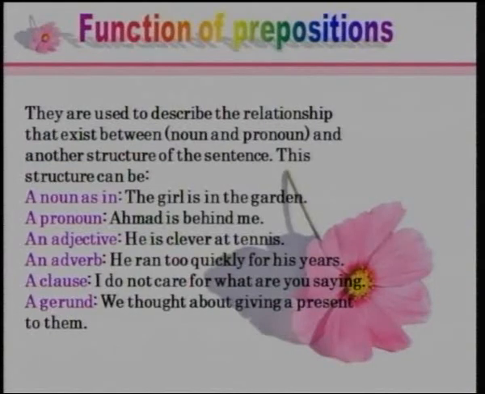The girl is in the garden. The prepositional object can be a noun, a pronoun, an adjective, an adverb, a clause, or a gerund. The girl is in the garden. Ahmed is behind me. This is a pronoun. He is clever at tennis. Clever at: adjective. Okay? An adverb: he ran too quickly for his years.